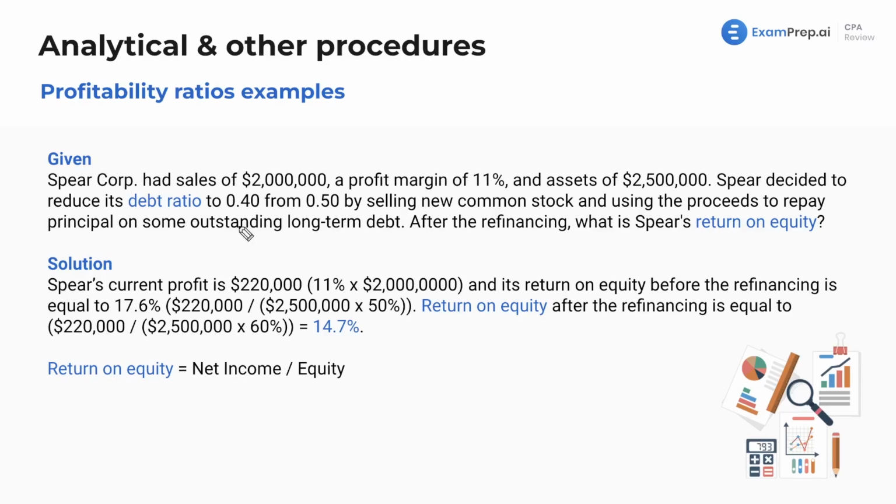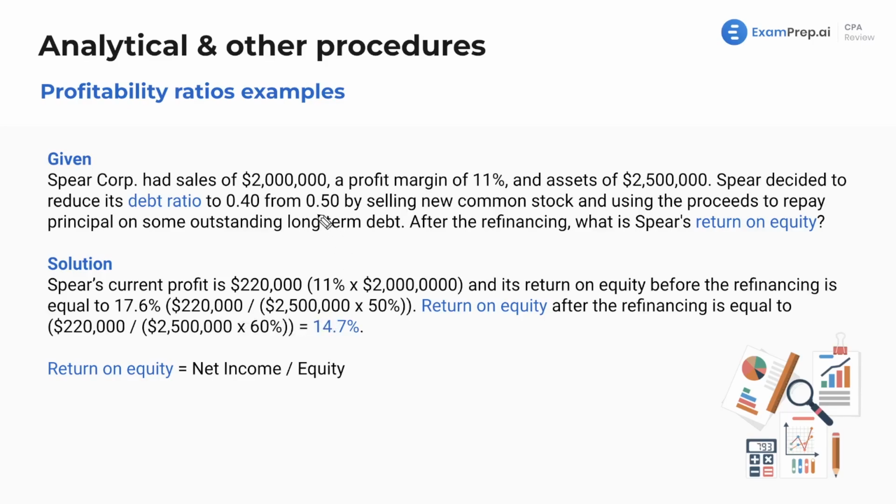Why is the company doing this? Well, they want to reduce their debt ratio. Not really important to us, but make sure you memorize the debt ratio as well. What are we going to do here? We're going to say current profit is the profit margin times the sales. That gives us $220,000. And its return on equity before the refinancing is equal to 17.6%. That comes from our net income divided by our equity amount.